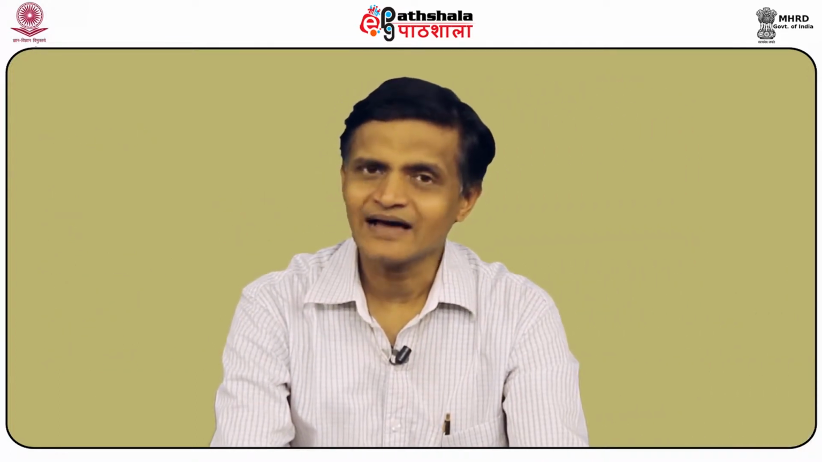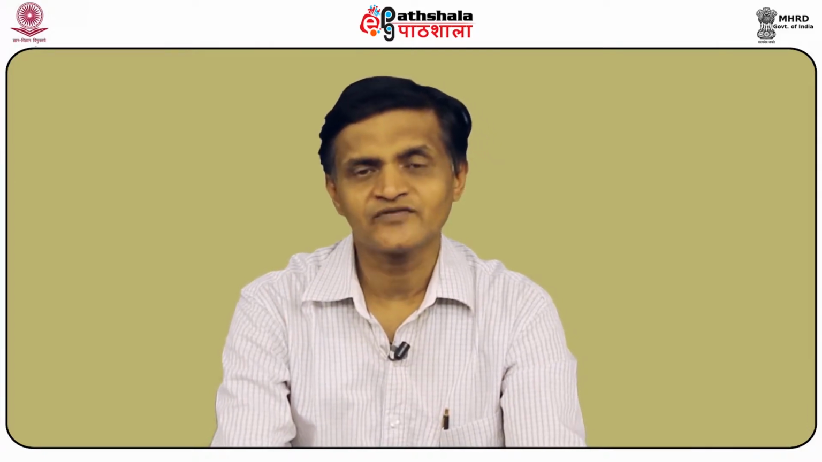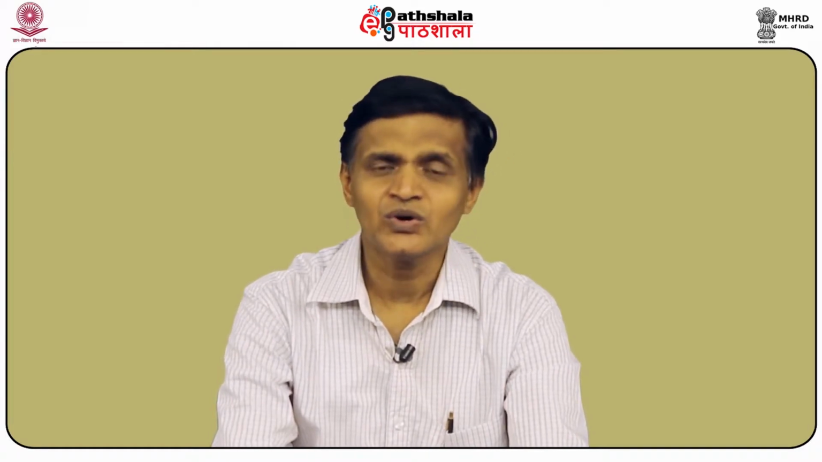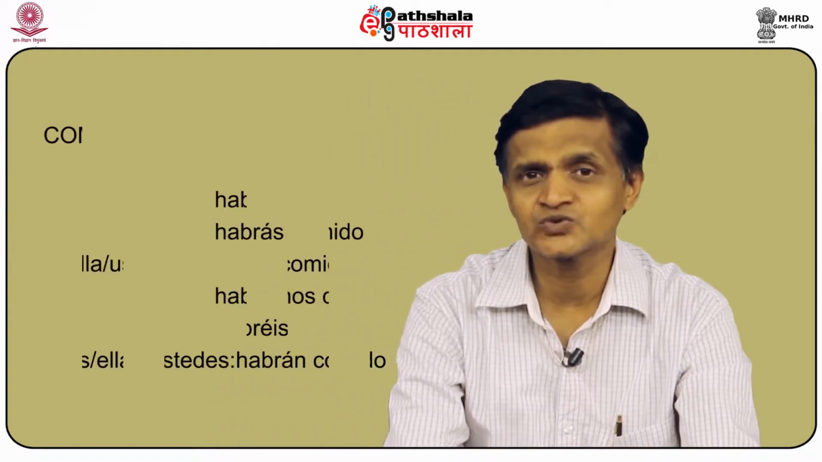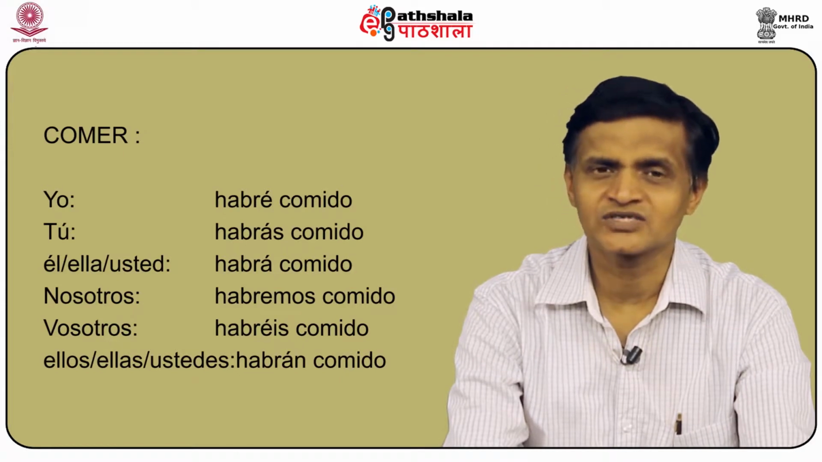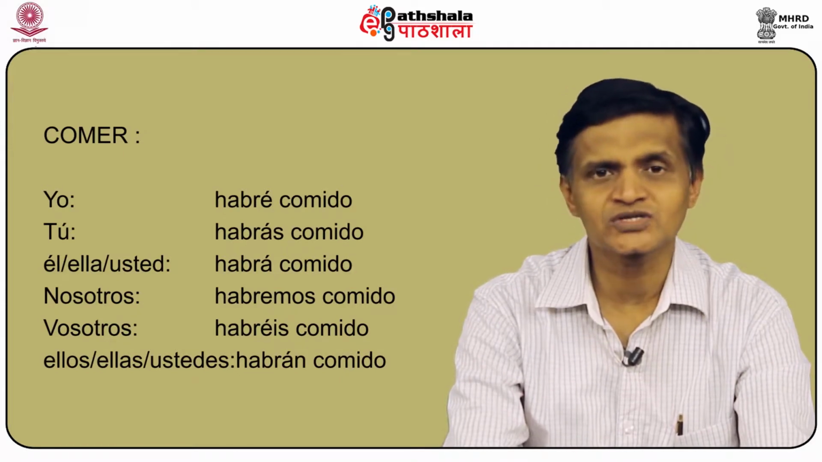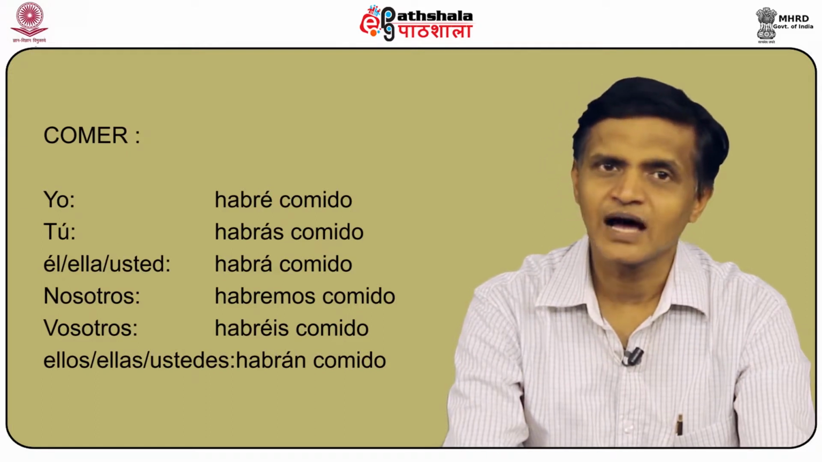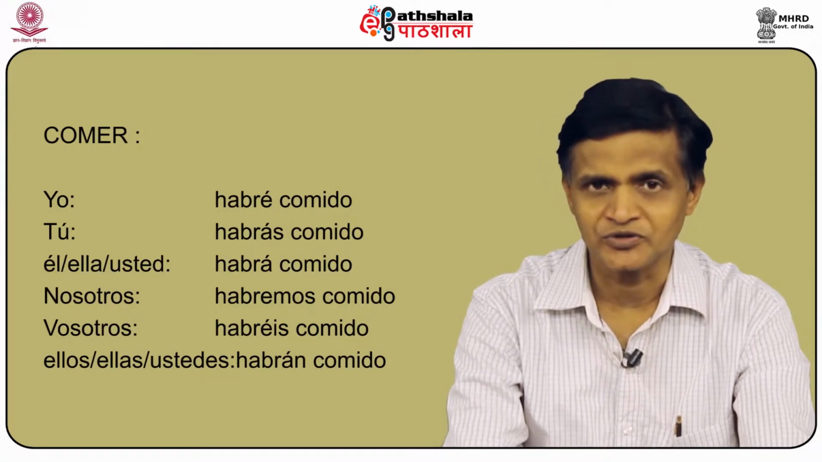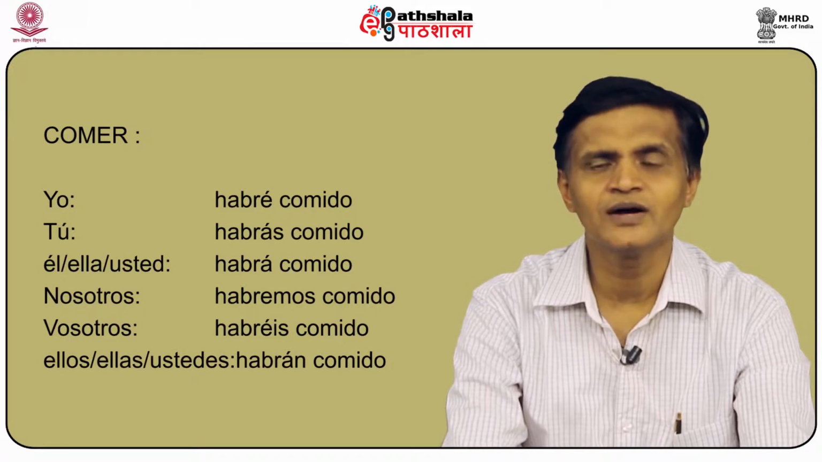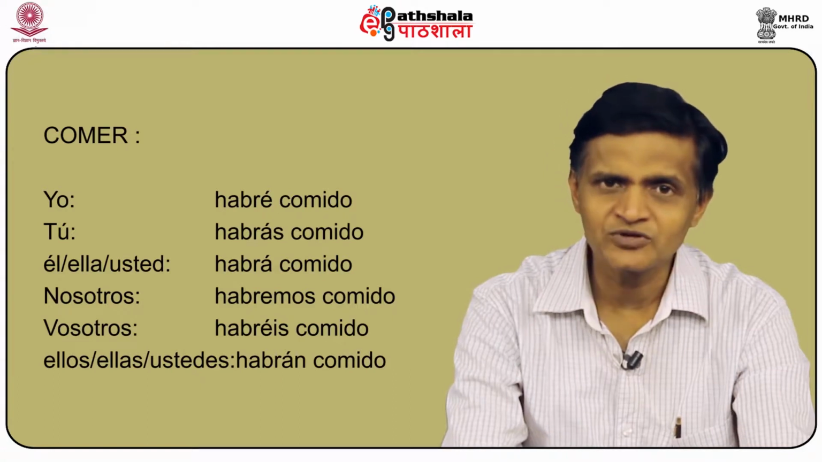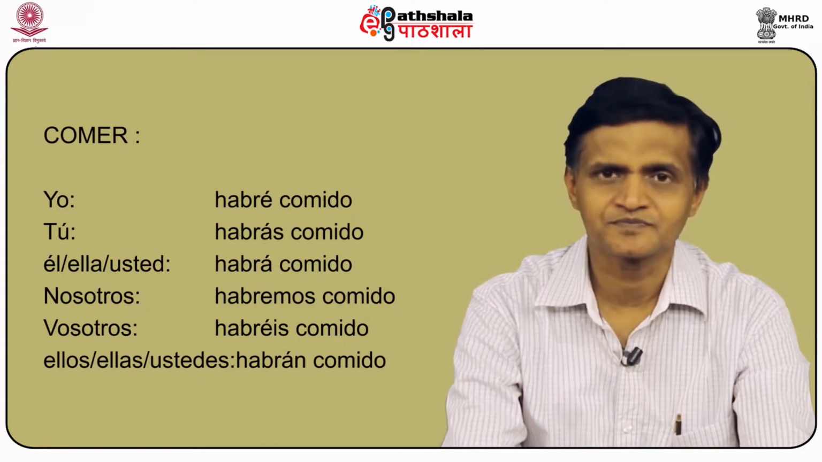Let us go on with an ER regular verb. So all I have to do is to remove the ER and put ido, and then we have yo habré comido for a verb like comer, which is to eat. Yo habré comido, tú habrás comido, él, ella, usted habrá comido, nosotros habremos comido, vosotros habréis comido, and ellos, ellas, ustedes habrán comido. I repeat, habré comido, habrás comido, habrá comido, habremos comido, habréis comido, and habrán comido.